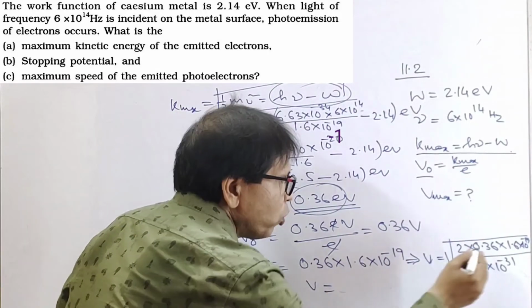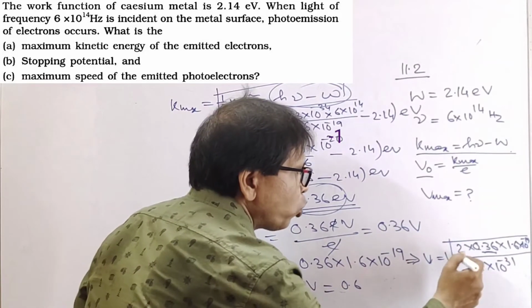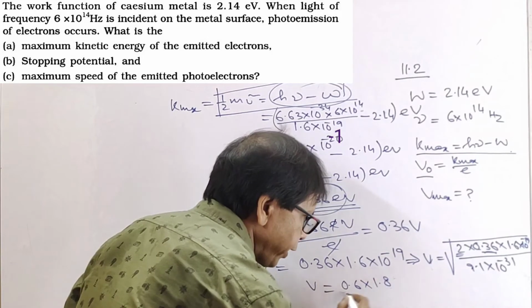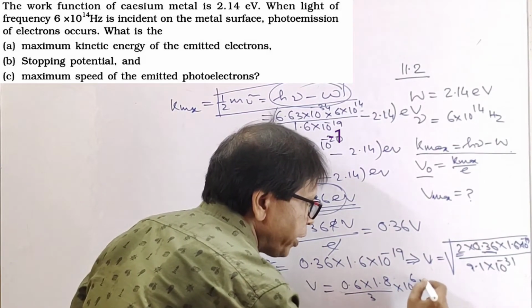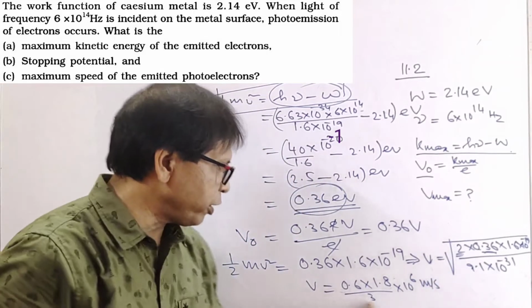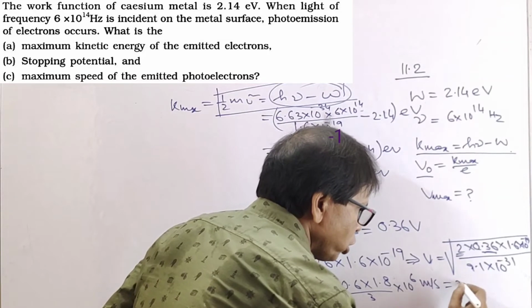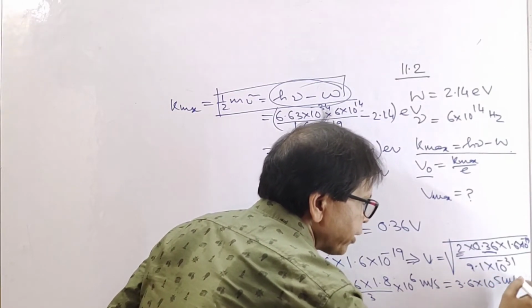So V is equal to 0.36, that is 0.6. Now 2 into 1.6, 3.2. So this is the 1.8 and this is 3 into 10 to the power 6 meter per second. Okay. Now this is the 0.6, so this is the 0.36. So this is the 3.6 into 10 to the power 5 meter per second.